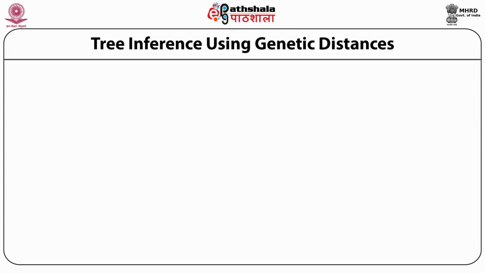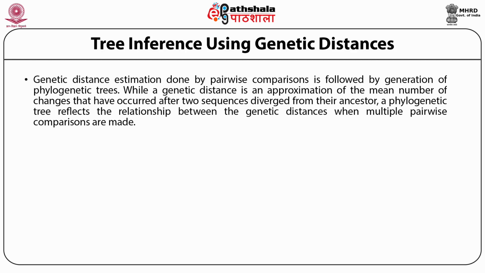Tree inferences using genetic distances. Genetic distance estimation done by pairwise comparison is followed by generation of phylogenetic trees. While a genetic distance is an approximation of the mean number of changes that have occurred after two sequences diverged from their ancestors, a phylogenetic tree reflects the relationship between the genetic distances when multiple pairwise comparisons are made.